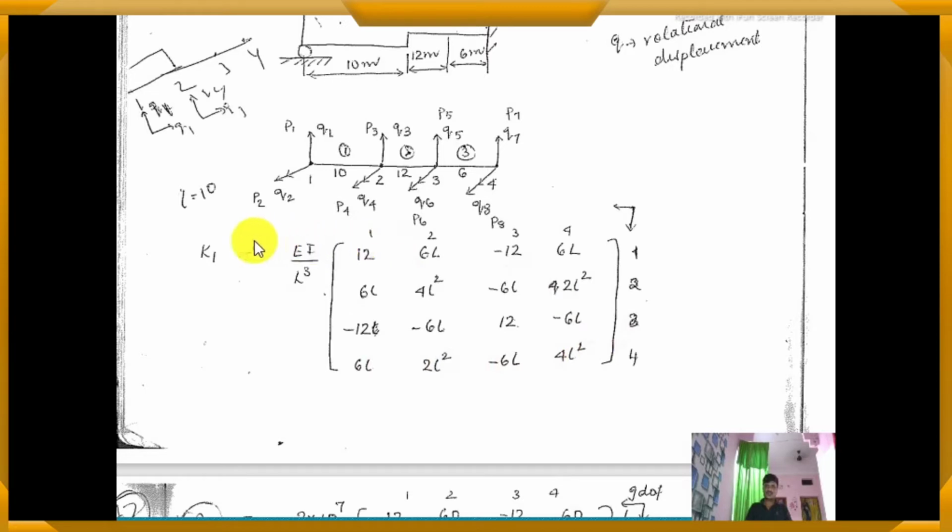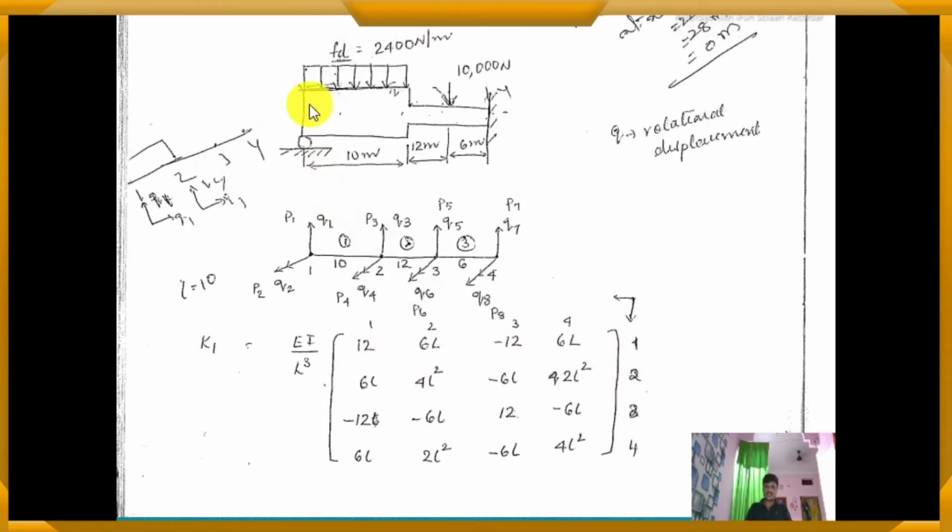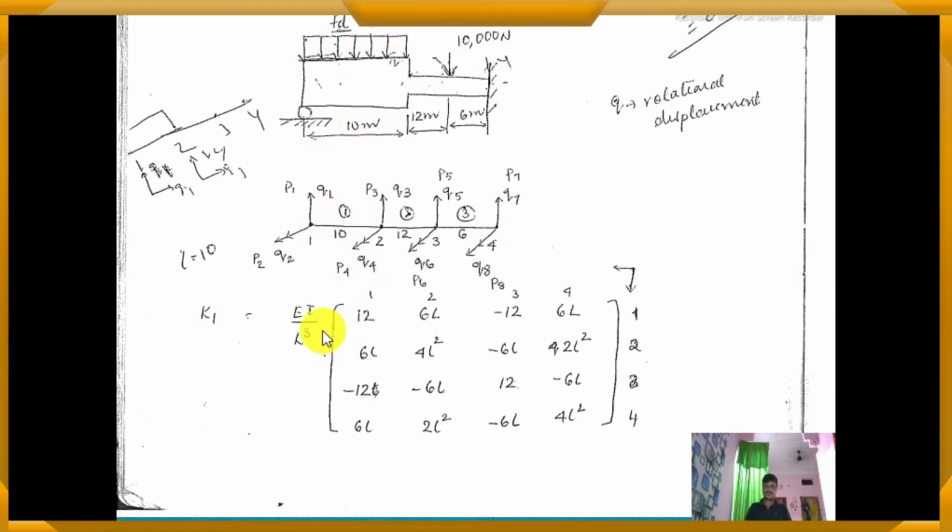Here at the top you can see some labels. These represent the nodal displacements, 1 to 4. Whatever equation you have written is for element 1, so we have made it K suffix 1. This is related only to element 1. We are taking only this element so far. So, EI by L cube.